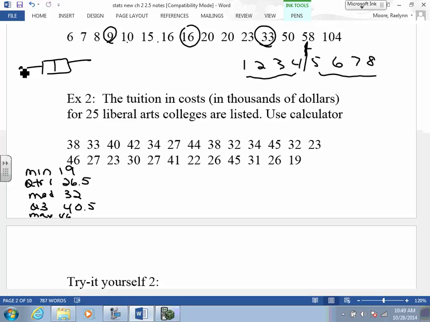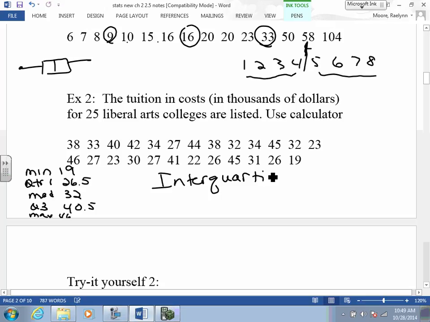Okay, so for now, I just need you to make sure you go through and you can find all those pieces. Now, one thing that we have to talk about is an interquartile range. Your interquartile range is quarter 3 minus quarter 1. Not quarter 2. Well, this is your quarter 2, your median.